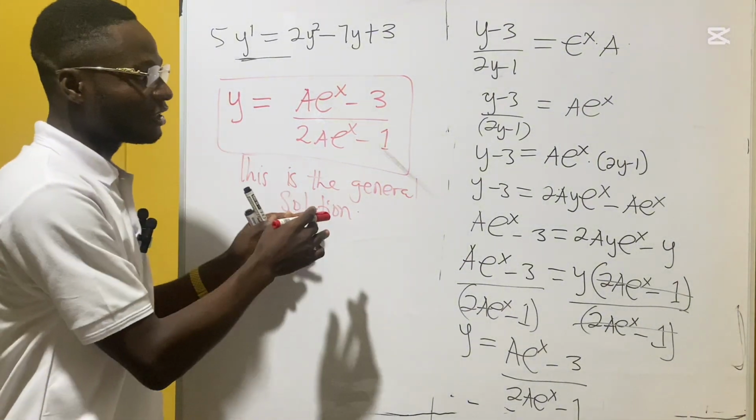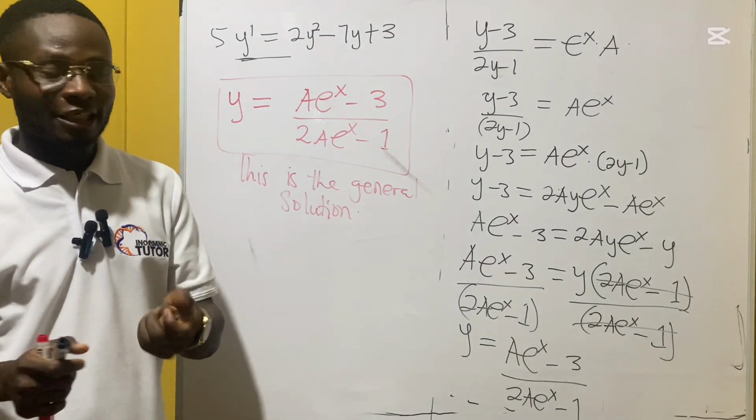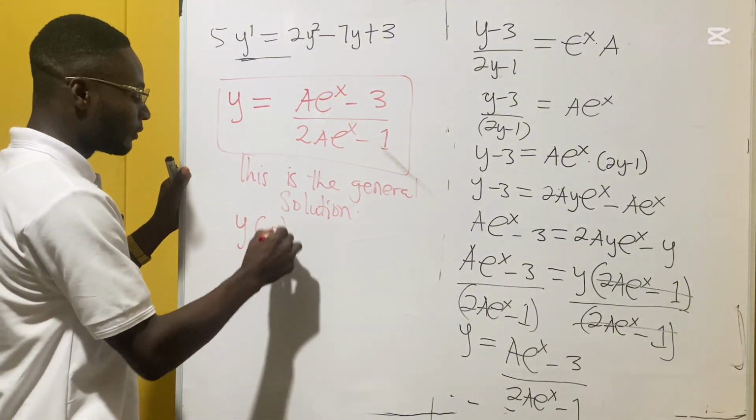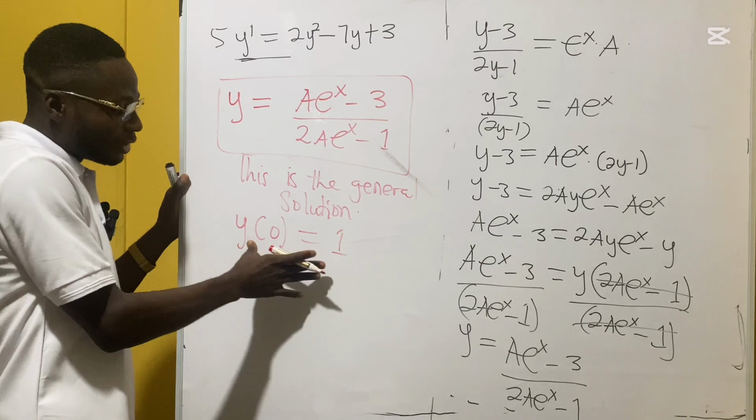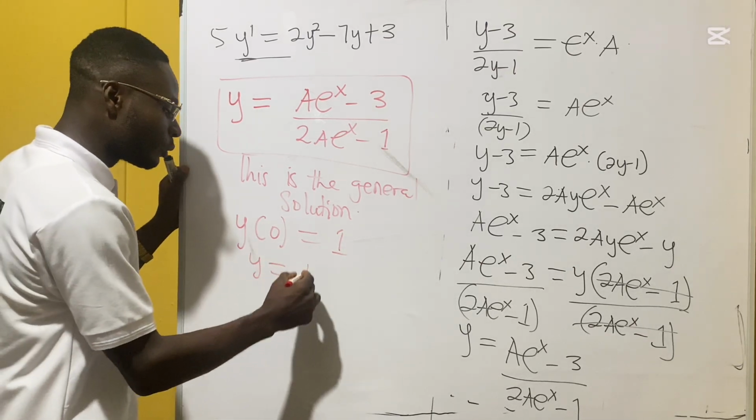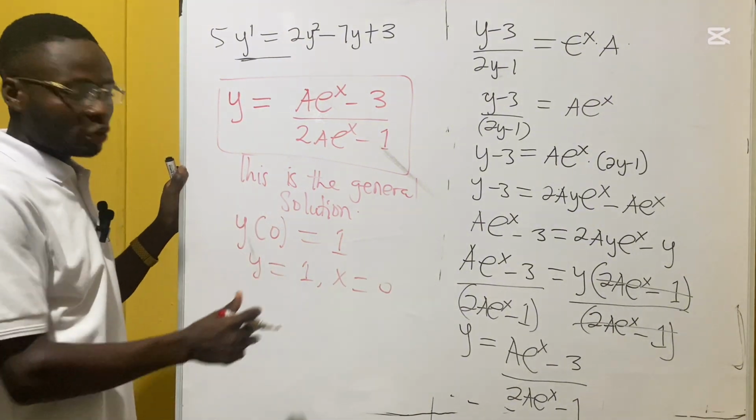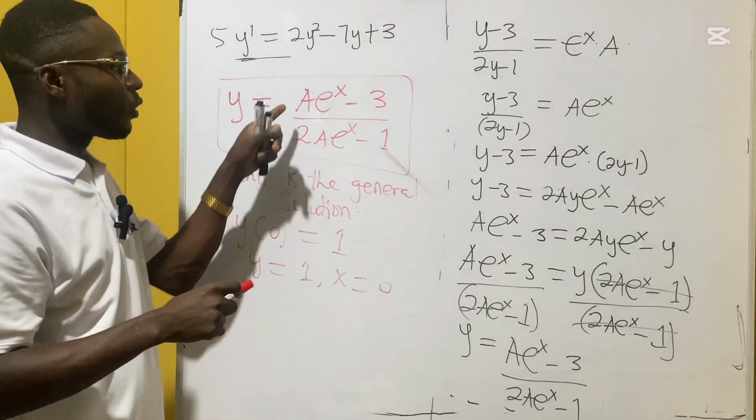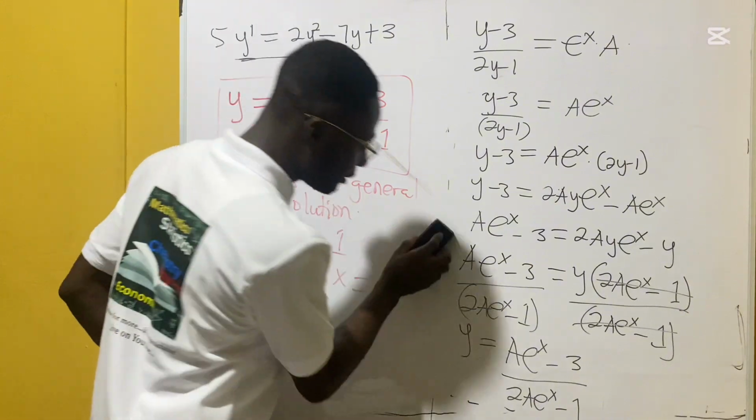So once we have the general solution, the next is we have been given an initial condition, right? Where we have y of 0 is equal to 1, right? So once we have this information, it means that our y is equal to 1 and our x is equal to 0. So once you have this, put them inside this, then you find a constant, right, which is the a. So let's do that.